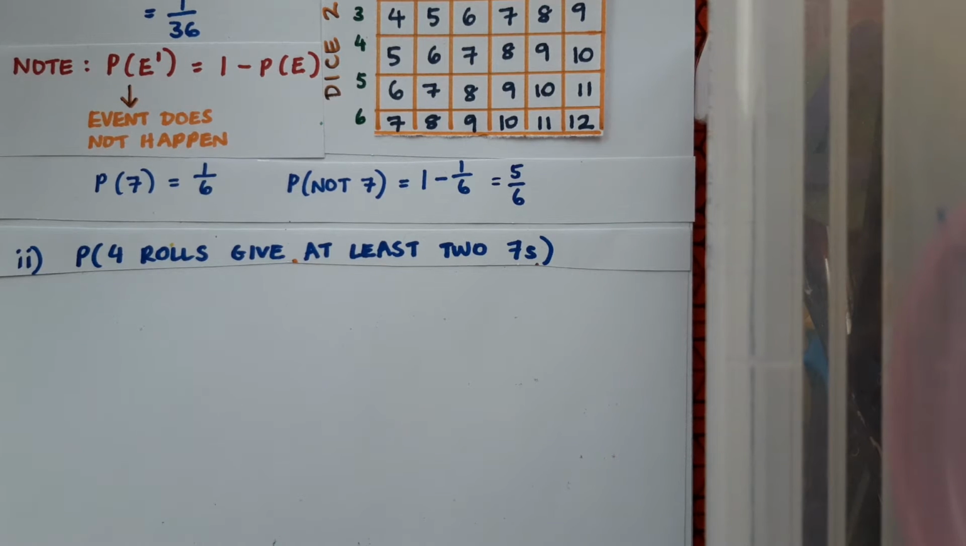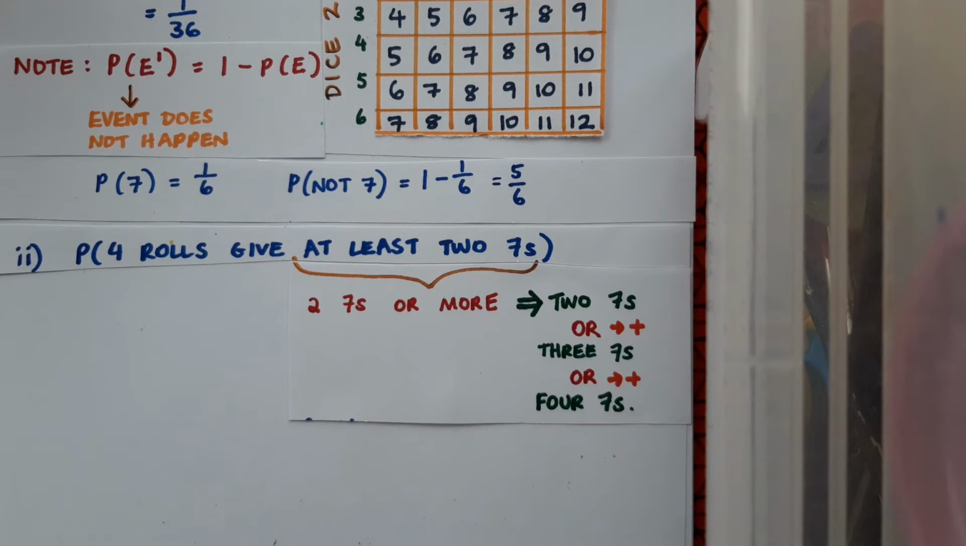In part 2 of the question, we want to roll our pairs of dice 4 times and find the probability that we get at least 2 7s. So it's important to really understand what they mean, first of all, by at least 2 7s. And really this means that we need to get 2 7s or more. So that could be 2 7s or 3 7s or 4 7s. Note that 'or' means addition in the context of probability.